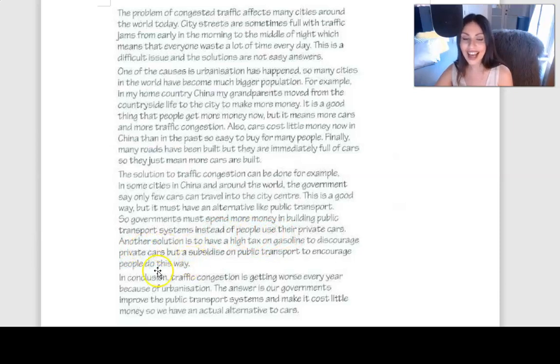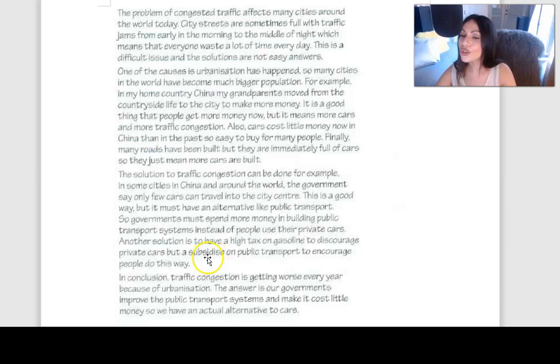Another solution is to have a high tax on gasoline to discourage private cars, but a subsidize on public transport to encourage people to do this way. I would have rewritten this sentence because it is structurally unsound. It could have been written better. So I would say to discourage private cars, but a subsidy.